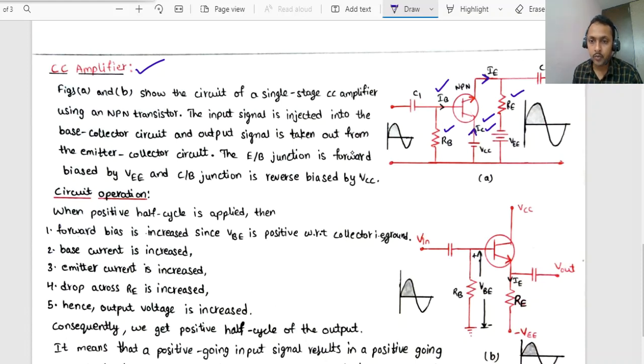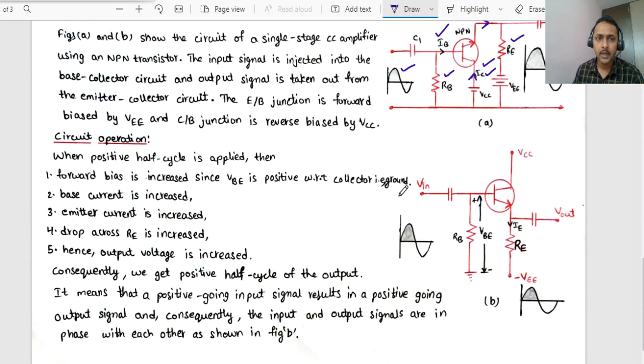Now if you observe, this is the given input voltage, and this is the obtained output voltage. How will the operation be? Let me discuss the operation. The input has a positive half cycle and also a negative half cycle, right? When the positive half cycle is applied, across the base and emitter, the forward bias is increased.